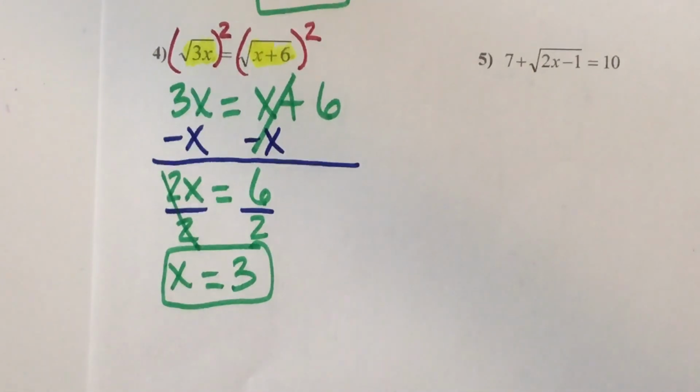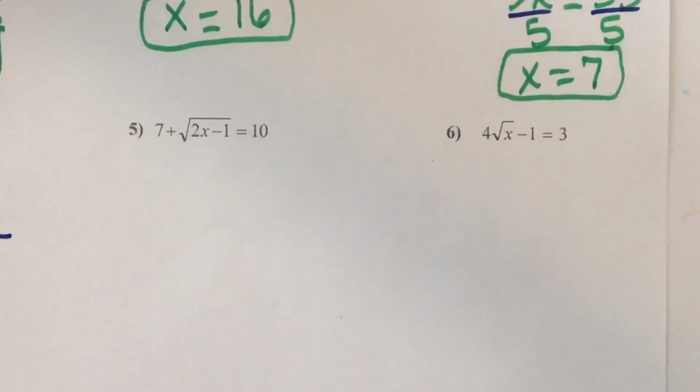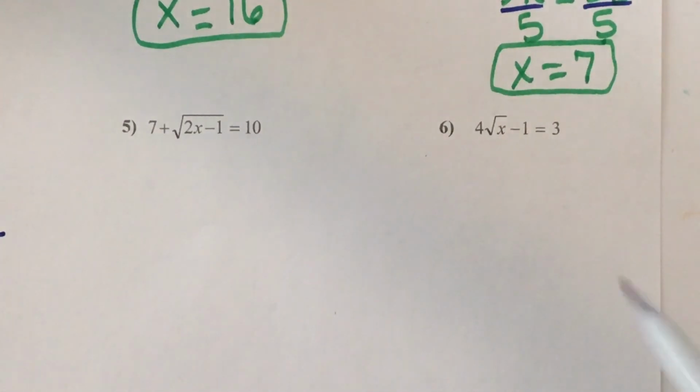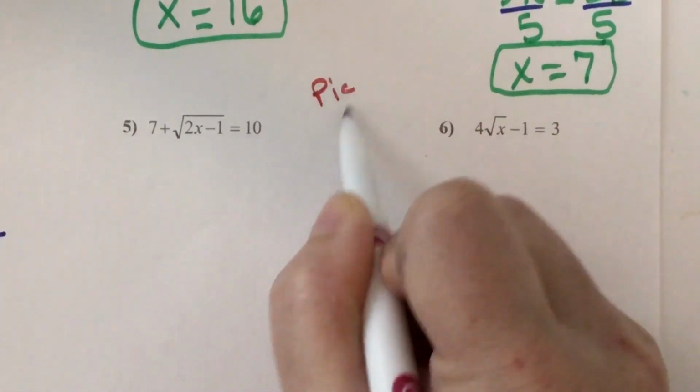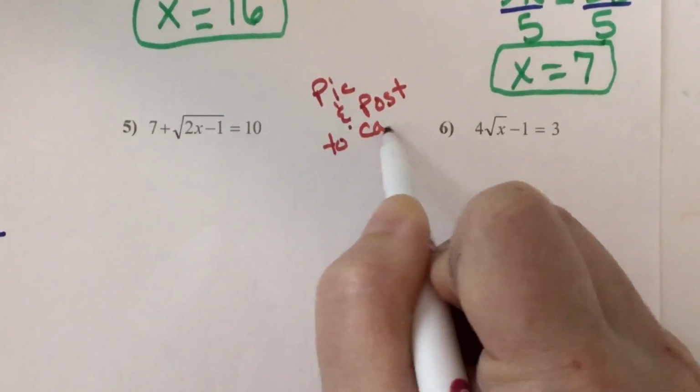Okay, so what you are to do for me is I want you to try number 5 and number 6. And then when you're done, take a picture of your work and post it to Canvas. And you'll be done with my class for the day.